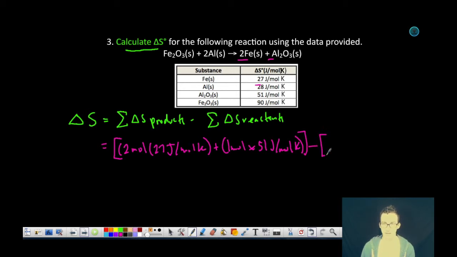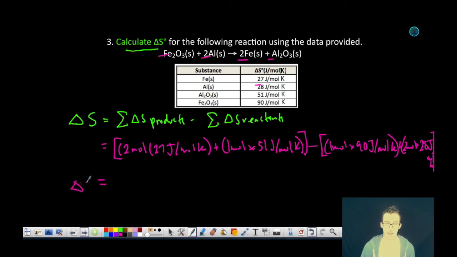We'll subtract from that the sum of the entropy changes for our reactants. In this case, it's going to be 1 mole of our iron oxide, which is given as 90 joules per mole Kelvin, plus 2 moles times our 28 joules per mole Kelvin. Close it off there. And then it's just a matter of plugging this into your calculator and solving.